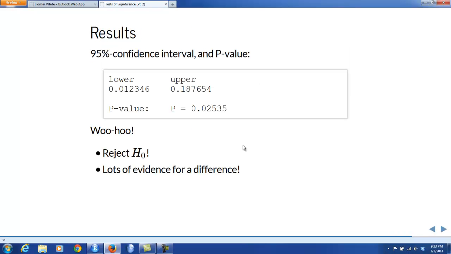Now look at your 95% confidence interval. It's quite a bit narrower. It extends from only about 0.01 to about 0.19. But it does not contain 0. So we know that at a 5% level we're going to be rejecting the null hypothesis, and in fact the p-value does turn out to be less than 0.05. It's only about 0.025. So wow, we're going to reject the null hypothesis. This time we've got strong evidence for a difference between the two population means, mu1 and mu2.